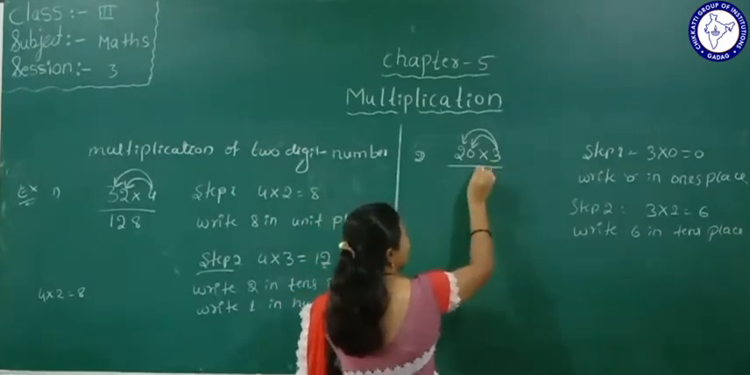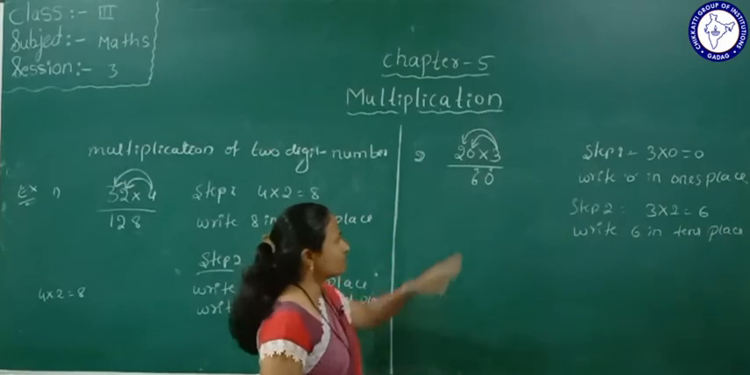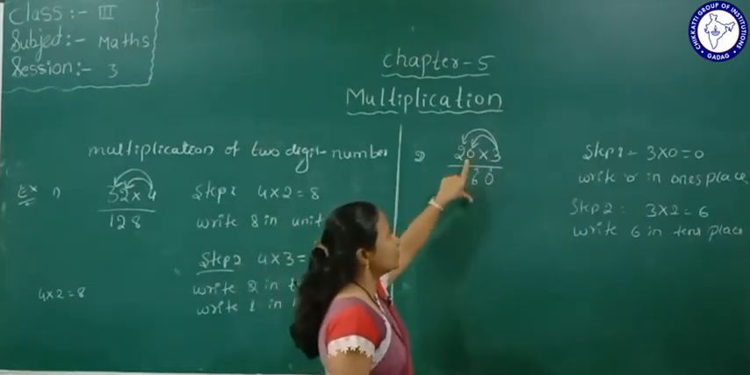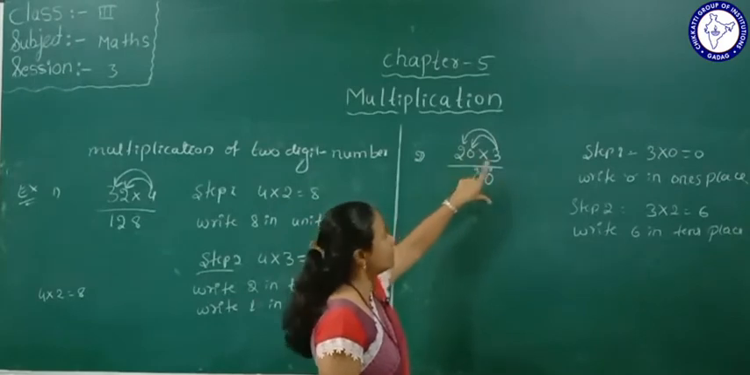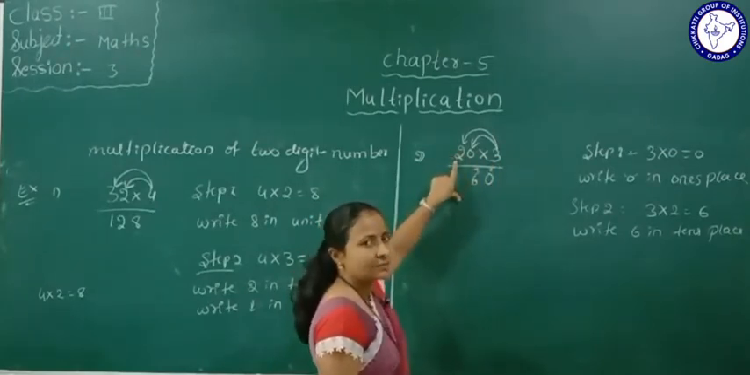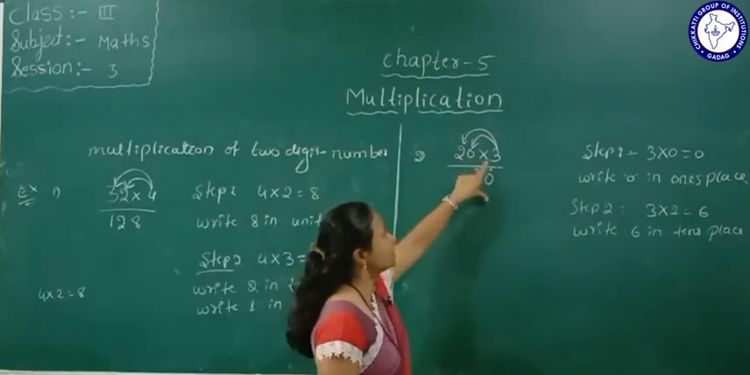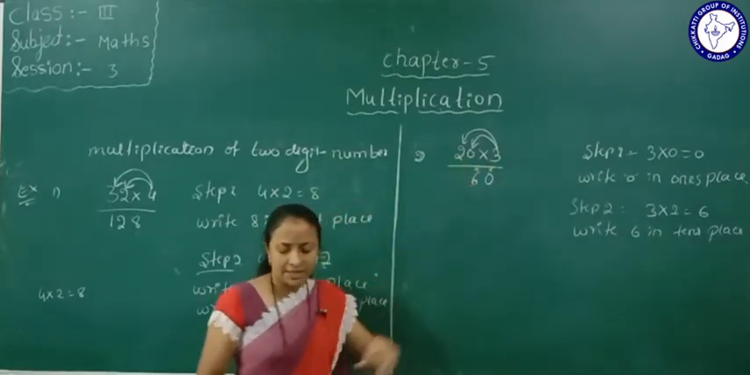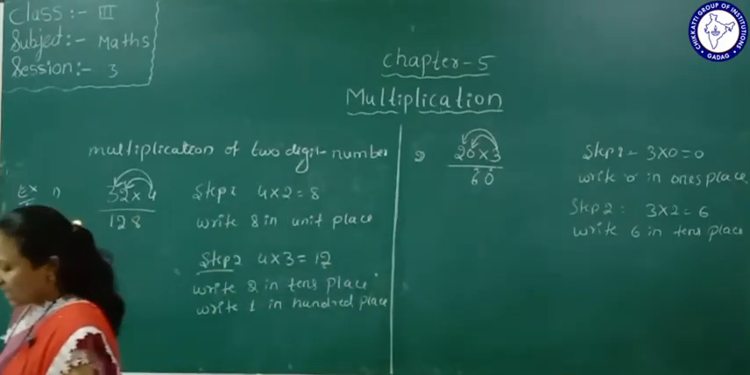Yes, unit, tens. Understood students how to do this one? First we multiply 3 into 0, the unit place values. Next, 3 multiplies the tens place value. First 0, 3 zeros are 0, 3 2s are 6. Okay, next we see these in an exercise.